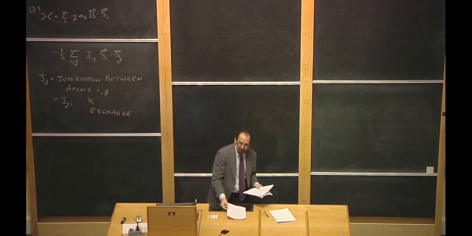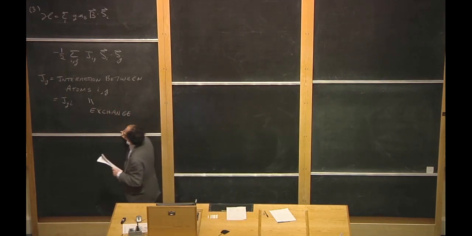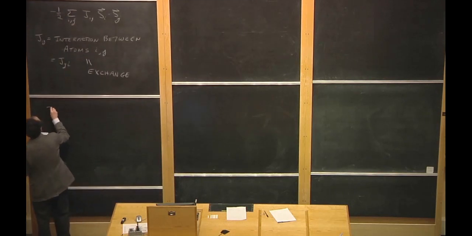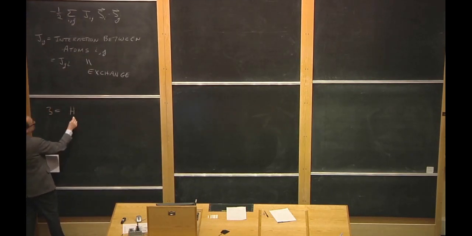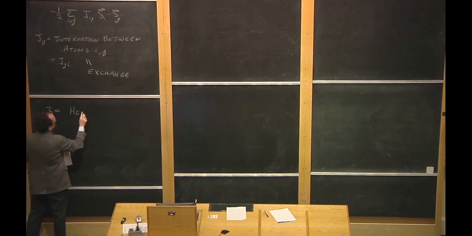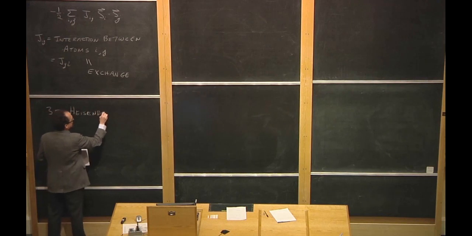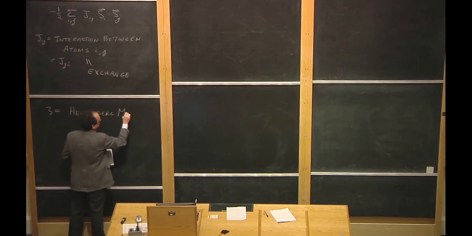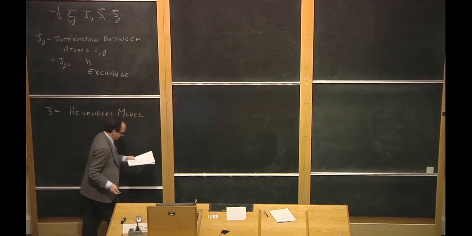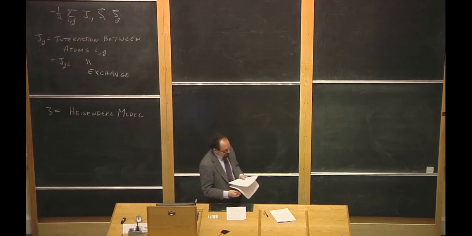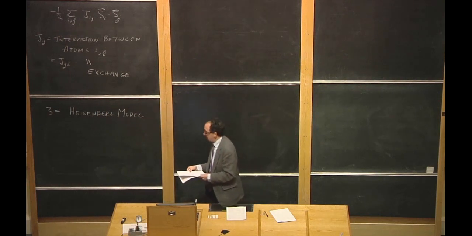Okay? So this model, Hamiltonian 3, is known as the Heisenberg model, after everyone's favorite uncertain physicist, Heisenberg. It's a very frequently studied model in condensed matter physics and a very good representation of many magnets.